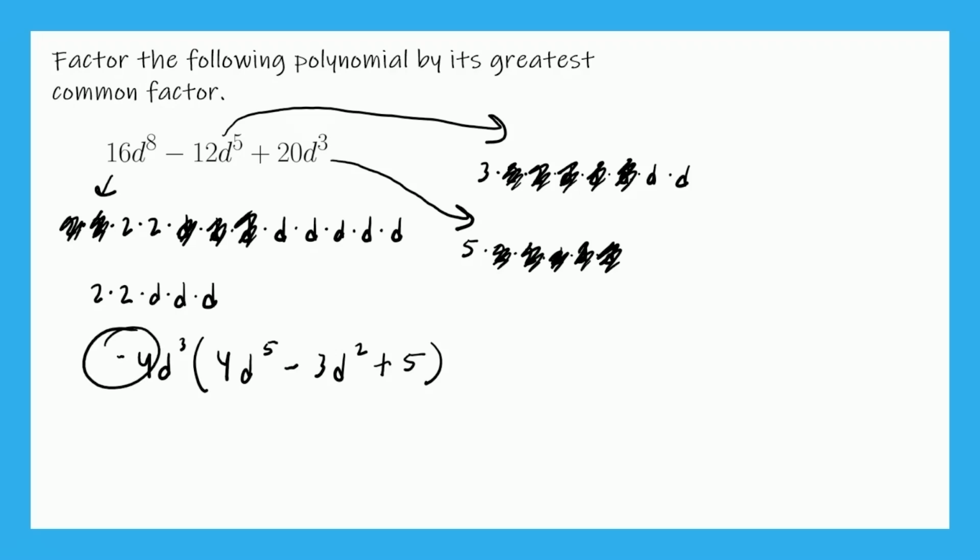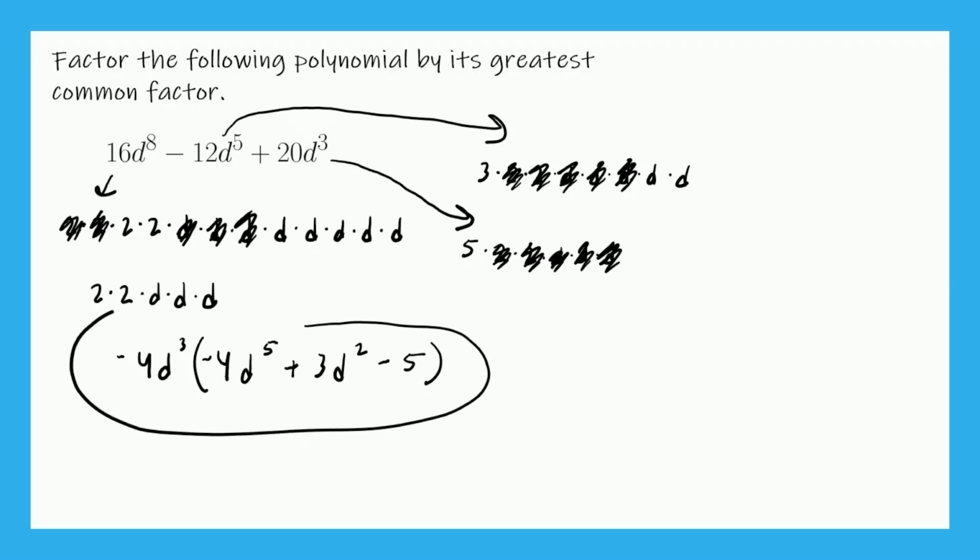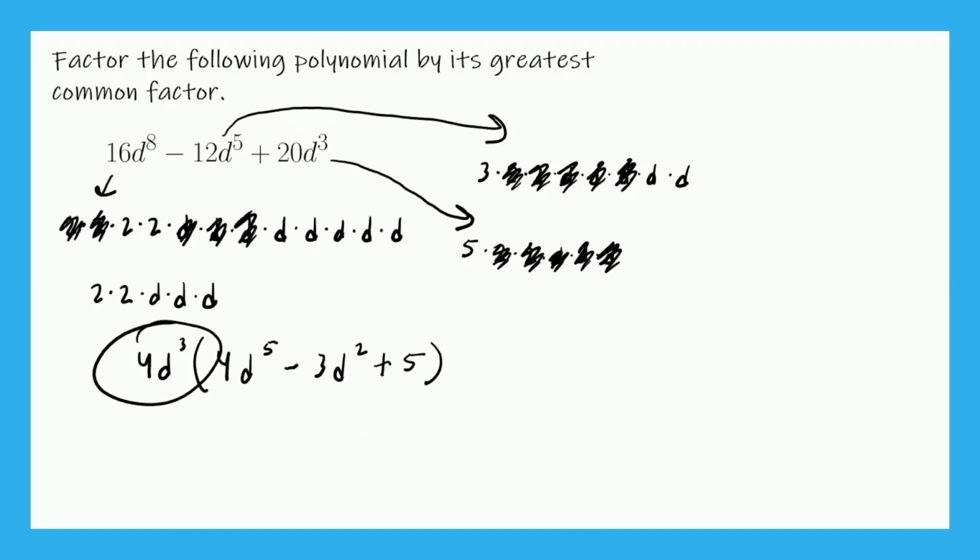So it'll be a negative 4d cubed. But if you do that, you need to change the sign of everything inside. So this would be a negative, positive, and then right here would be a negative. So this right here is also a correct factorization in terms of taking out the greatest common factor. But I personally like to always just take out a positive for the sake of consistency, just like that, with a positive 4d cubed taken out.